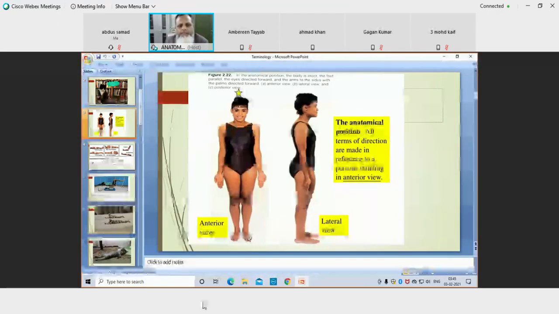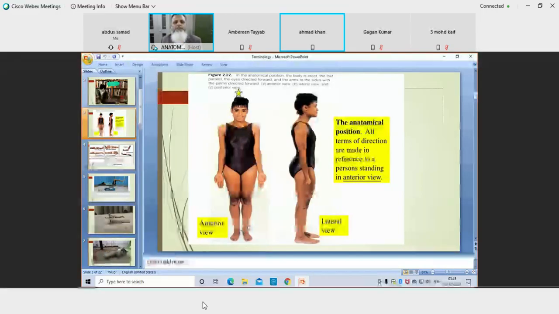Now, in case of foot, the part which is in contact with the ground is known as the plantar surface, or simply called sole. And the part which is in continuation with the anterior surface of the leg is known as the dorsum of the foot.